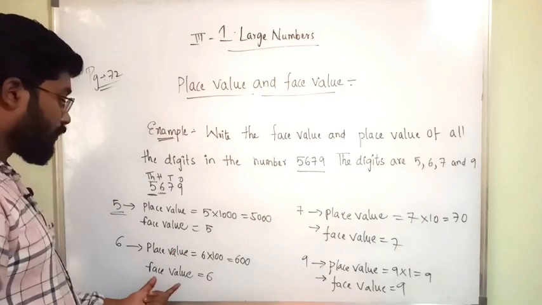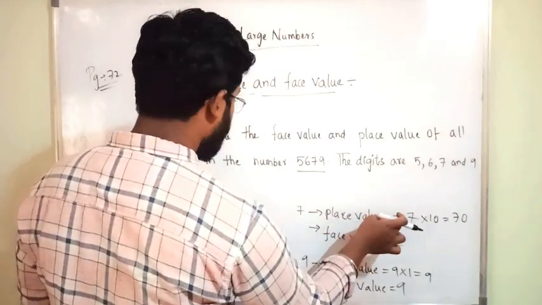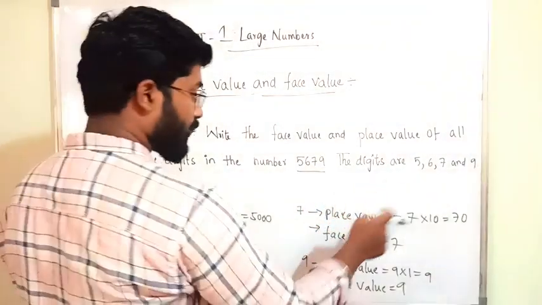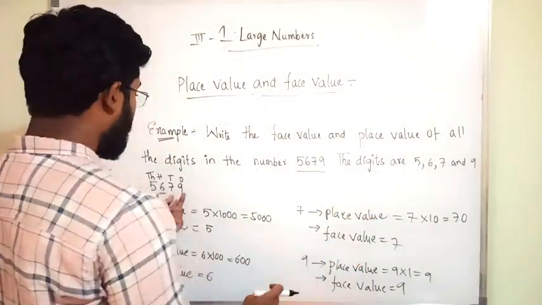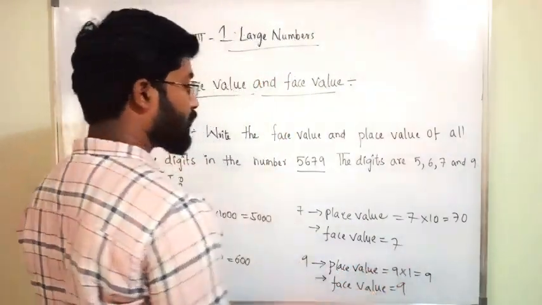The face value is 6 only. The place value of 7: 7 is in which place? Tens place, no? 7 into 10, 70. What is the face value? 7. 9 is in which place? Ones place. Place value is 9 into 1, 9, and face value is 9 only.